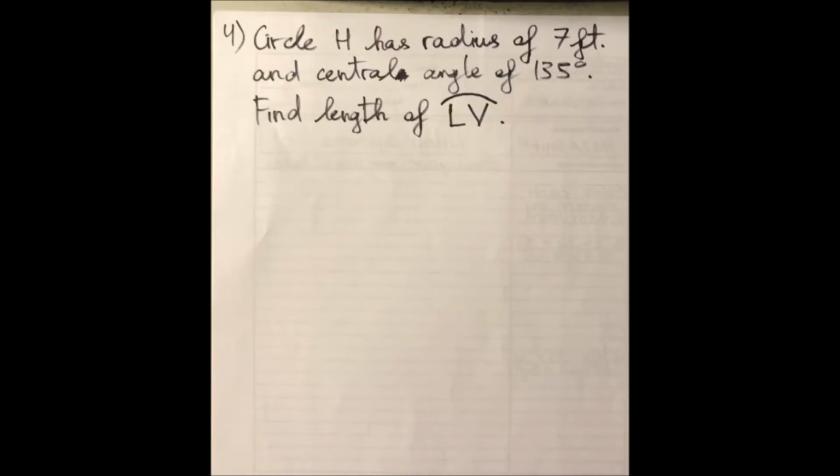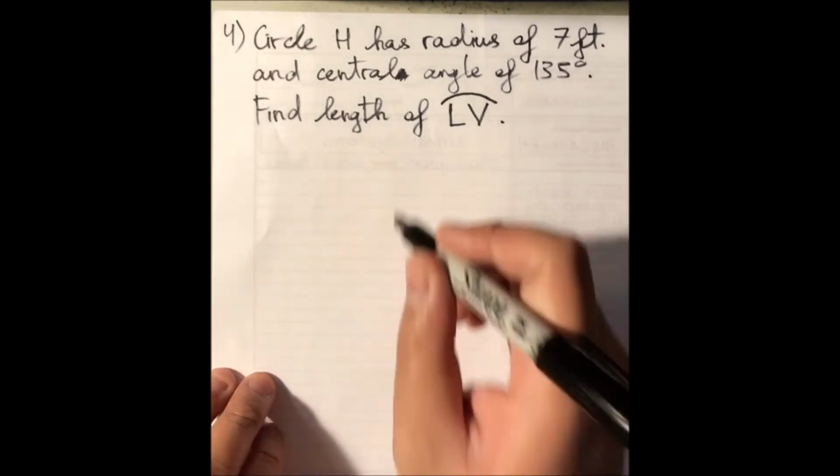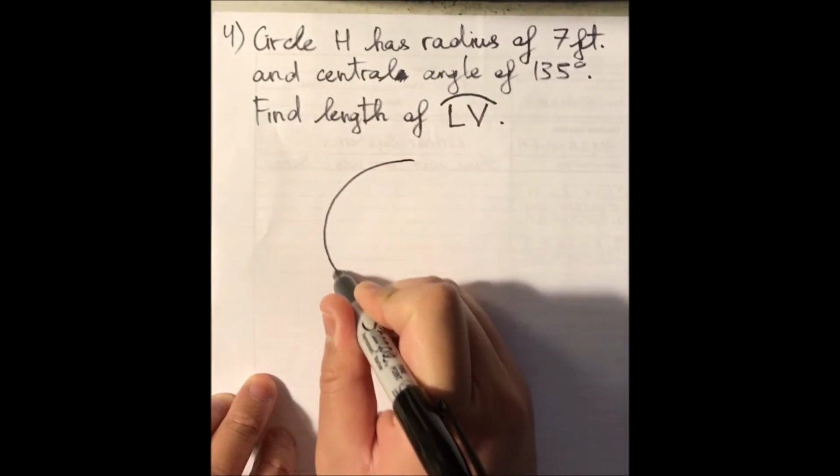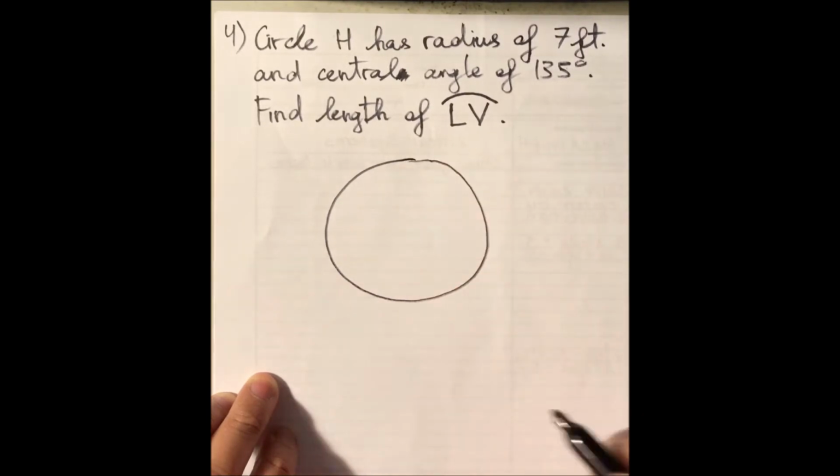Example 4 here gives us a circle with the center H and the radius of 7 feet and a central angle of 135 degrees. So we are supposed to find the length of the minor arc LV. So let's draw a picture. The picture of the circle looks something like this. Hopefully you guys can see that.